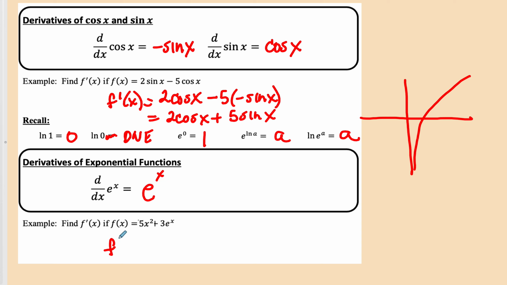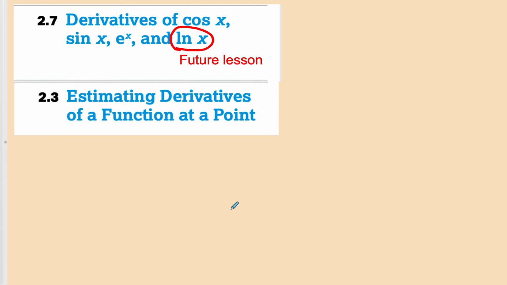Okay, so let's figure out this derivative, and we're going to use our power rule here. This will be tan x plus, and this is a constant times a differentiable function, so it'll be 3, and then take the derivative of e to the x, it's e to the x. And that's the end of the screencast.